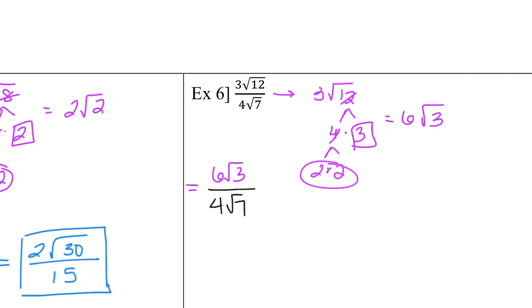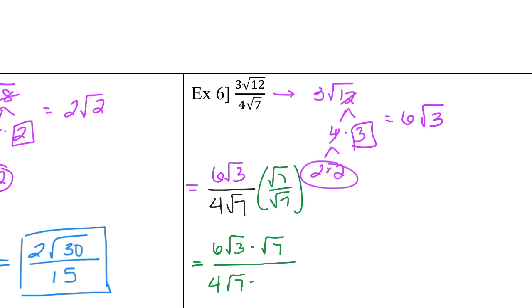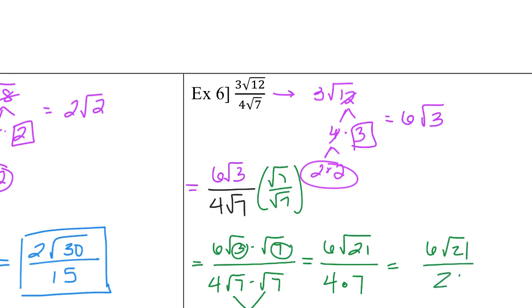So now we need to worry about getting the radical out of the denominator. So we're going to multiply the numerator and the denominator by square root of 7 to get rid of it. So our numerator becomes 6 square root of 3 times square root of 7, and our denominator becomes 4 square root of 7 times square root of 7. So in the numerator, 3 times 7 is going to be 6 square root of 21 underneath. Now square root of 7 times square root of 7, that's just a 7. So on the denominator I have 4 times 7, which makes 6 square root of 21 over 28.